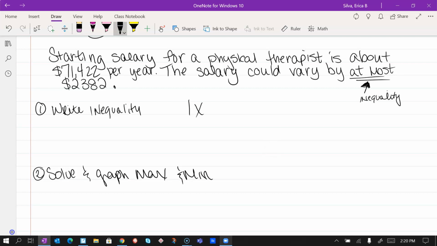All right, so we start with x minus our target. And we know we're going to have a varied amount. And because the sign needs to be at most, we can go back to our notes, then this side has to be less than or equal.